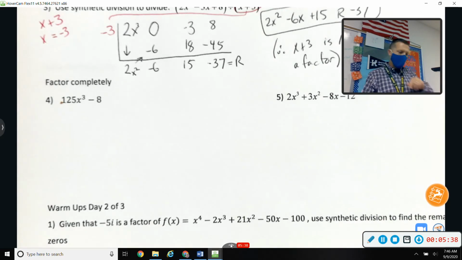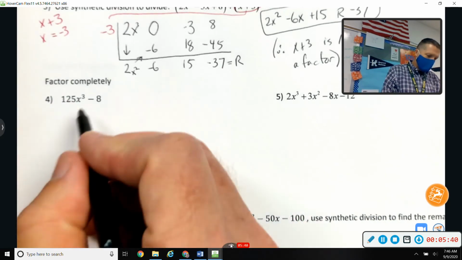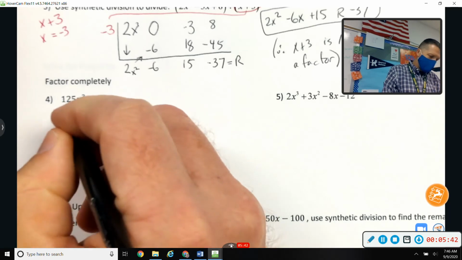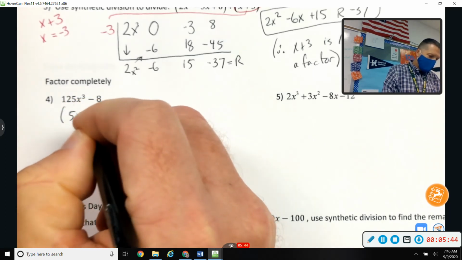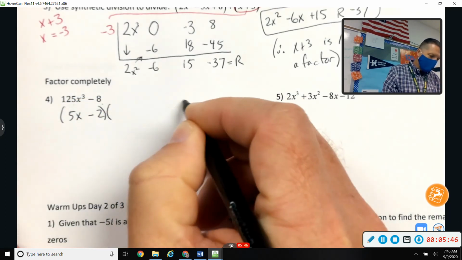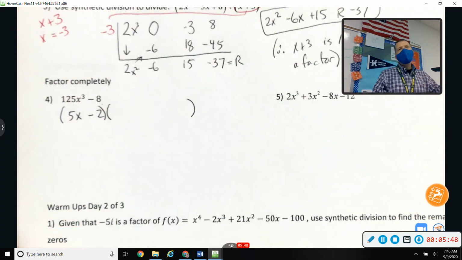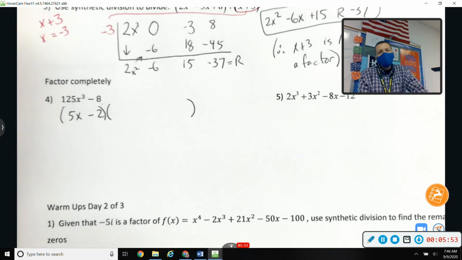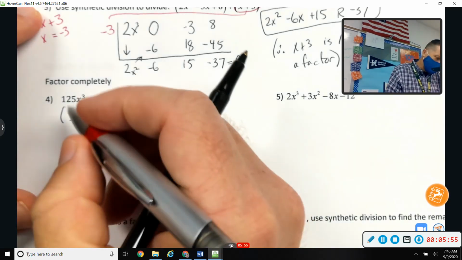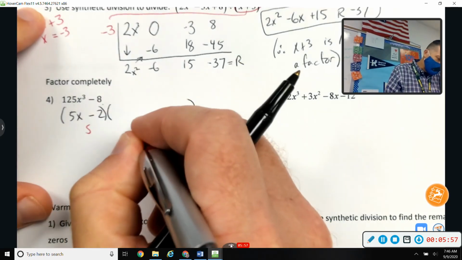Number 4, factor completely. Let's see, that's a cube and that's a cube. So 5x minus 2 to get us started. And you just have to remember the pattern for cubes. There's no magic to it. There's no figuring it out. For the cube problems, you just have to remember what the pattern is.